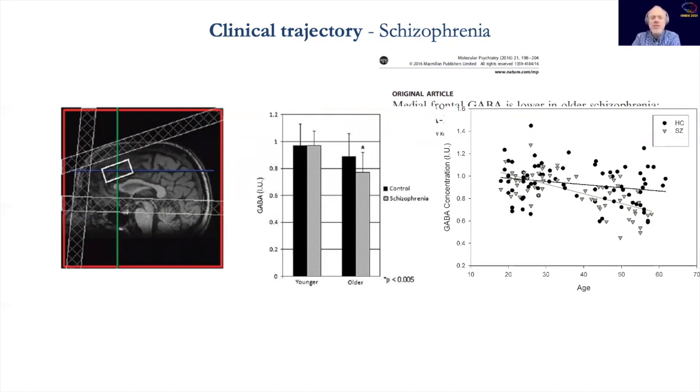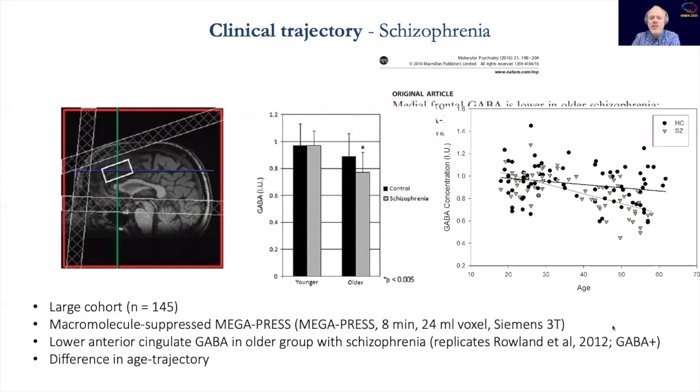And so this study is really relevant and important for a few key reasons. First of all, they used a large cohort, and I'll discuss this later, but many clinical studies suffer from low Ns. In addition, they used a macromolecule-suppressed sequence, but they replicated their previous findings of reduced ACC GABA with GABA+. And they show a difference in the age trajectory, which is really relevant to disease progression. We know that early in a condition, you might not see differences, but later you might. And this allows for studying dynamic or longitudinal changes in GABA as an indicator of disease progression.